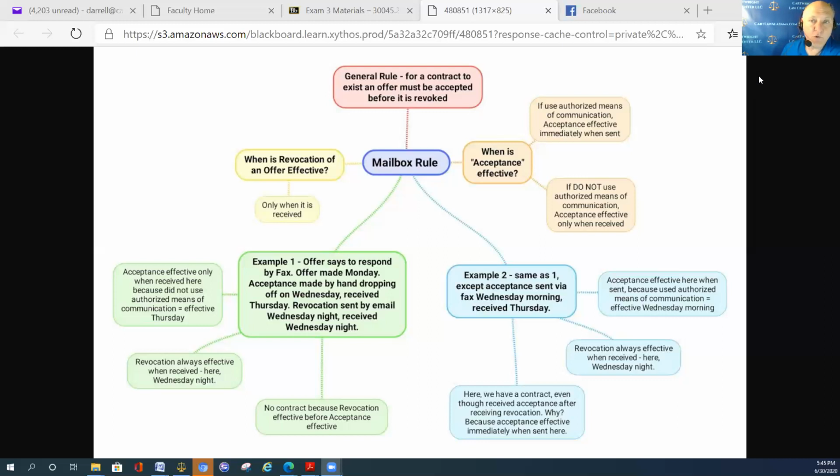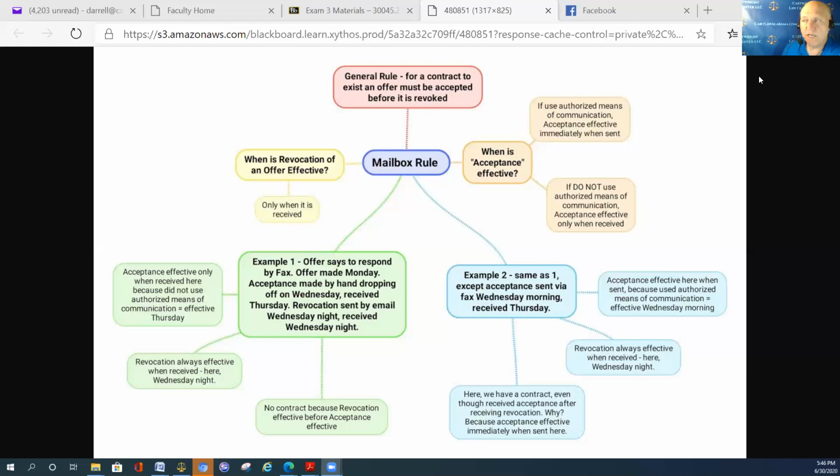Basically the same rule now as a revocation. So your always rule is your revocation is always effective when it's received, not when it's sent. The sometimes rule is that the acceptance is sometimes effective when it is sent, and sometimes it's effective when it's received, depending on whether you use the authorized means of communication or not. There are two examples shown there on the handout.